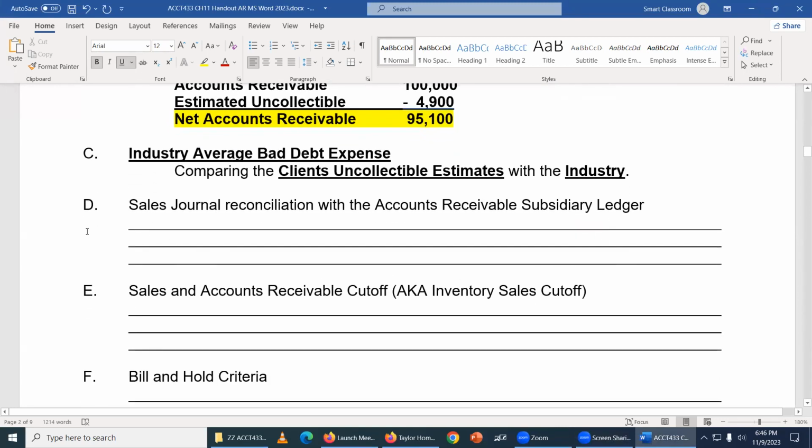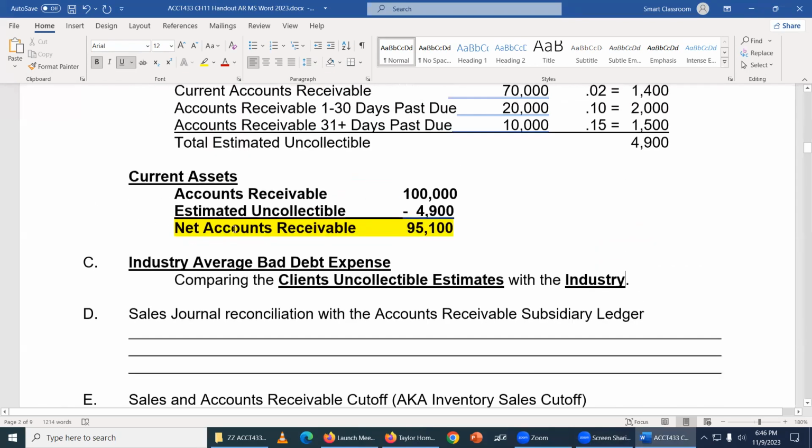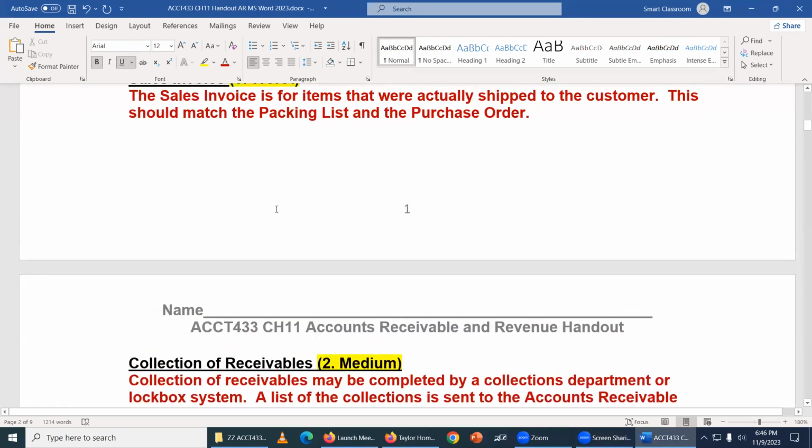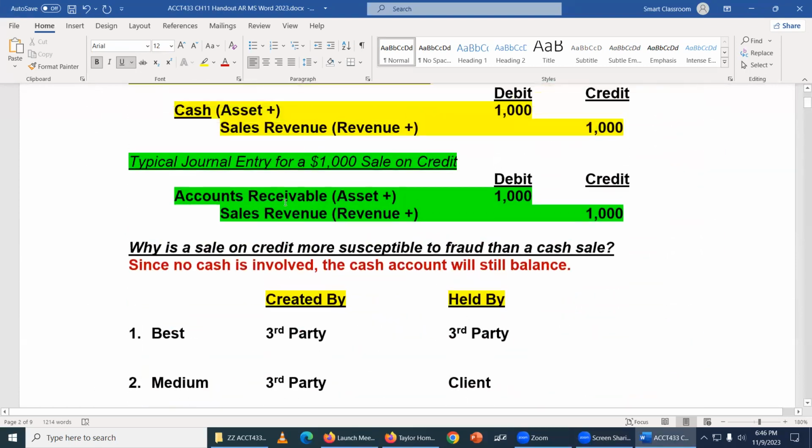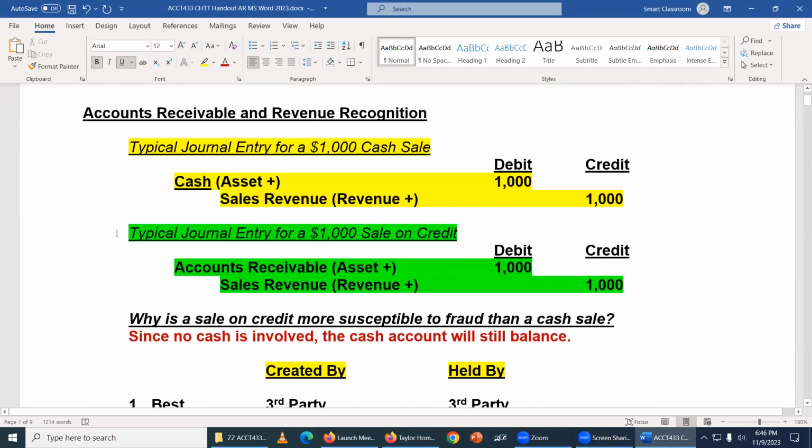Sales journal reconciliation with the accounts receivable subsidiary ledger. Okay, what's a sales journal? All the way back to the very beginning, when you make a sale on credit, it looks like this, right? This is the journal entry. And if you make one a day, that's not that big a deal. But let's say that you make hundreds of these a day, or thousands, or millions.